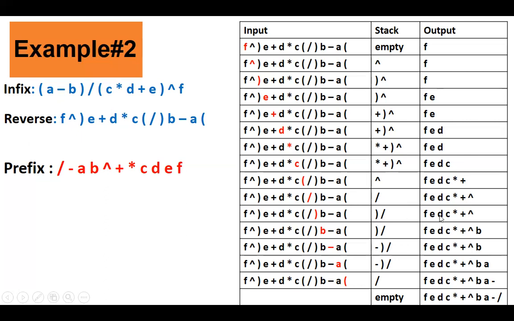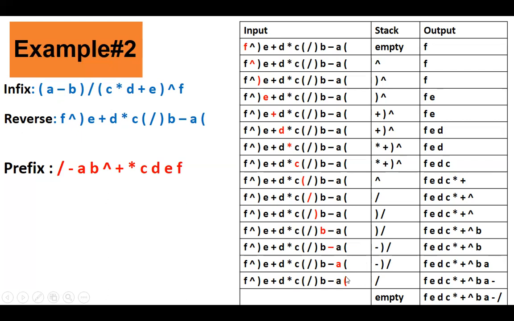Fine. Output remains unchanged. Now next, what you read is an operand, that is B. Directly add it to the output. No change in the stack. Next, what you read is a minus symbol, right? Now, what is on the stack top? Stack top is a closing bracket. So don't worry, whatever operator you read, just push it onto the stack. Output remains unchanged. So minus is pushed onto the stack. Next, what you read is an operand A. Add it to the output. No change in the stack.